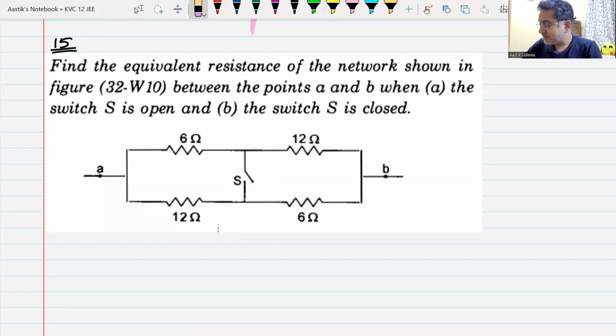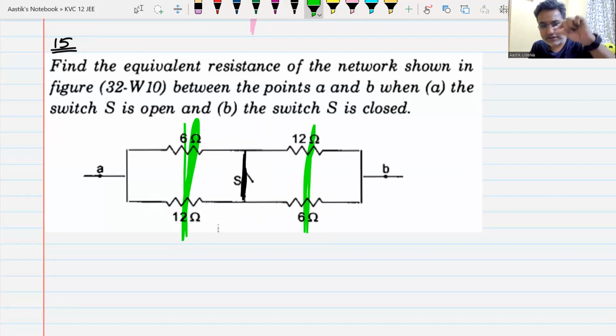Then you move on to the next case. In the next case, this switch is closed. Now, when you have this switch closed, what happens? These two come in parallel. 6 and 12 are in parallel. 6 and 12 in parallel gets you 4. 12 and 6, these are also in parallel now because they are connected. One end is connected to one point and the other end is connected to the other point. So 6 and 12 are in parallel, the upper one and the lower one. Then they are in series. So the answer in that case is 8.